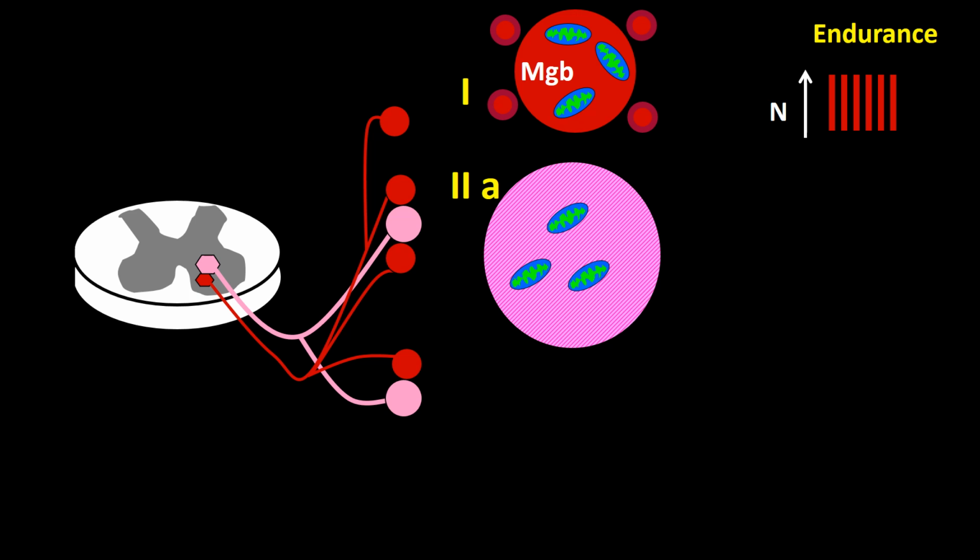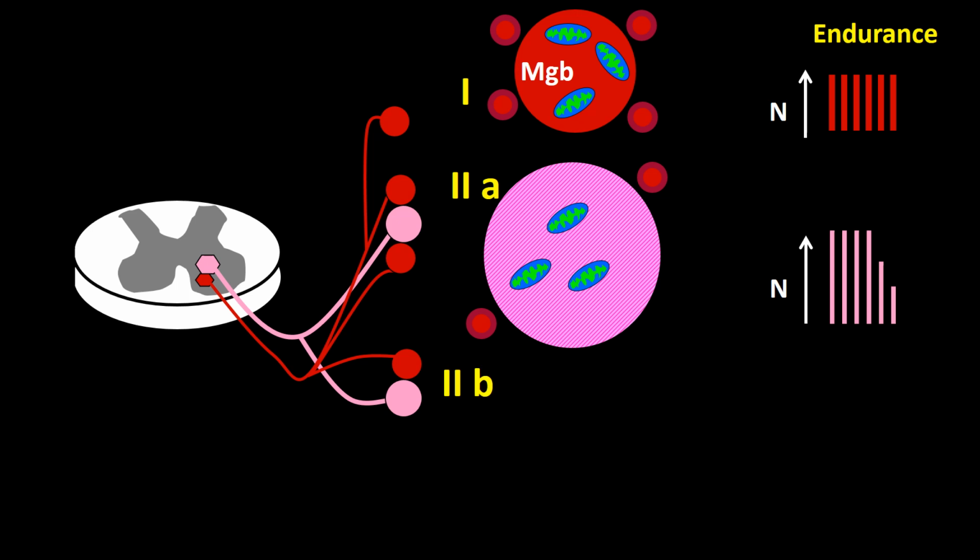The mitochondria density is rather high, thus have a high oxidative capacity, the main source of energy being creatine phosphate and glycogen. The capillary density is intermediate. Endurance is fairly high. The power of these muscle fibers is higher than type 1 motor fibers. Type 2A fibers are used for long-term anaerobic activity.